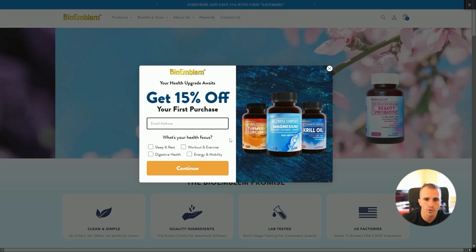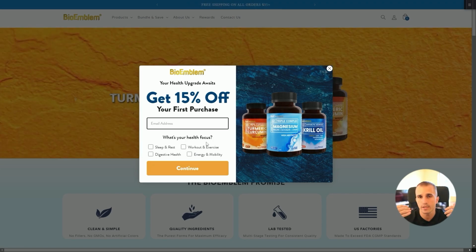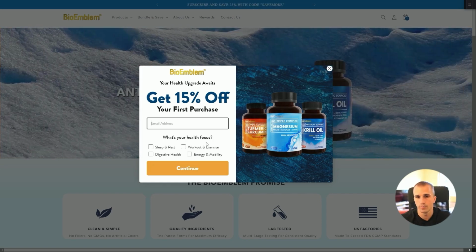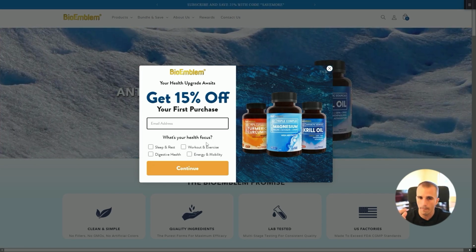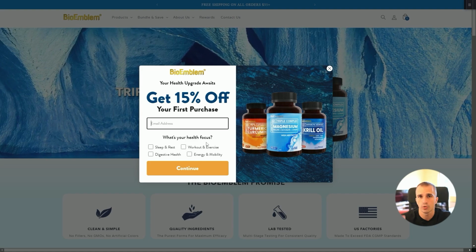So what I would do is try eliminating this on the bottom and just go with the email address. And once you get their email address, once they buy from you, then you might want to learn more about them so that you can personalize your emails and the products that you want to promote to this audience.